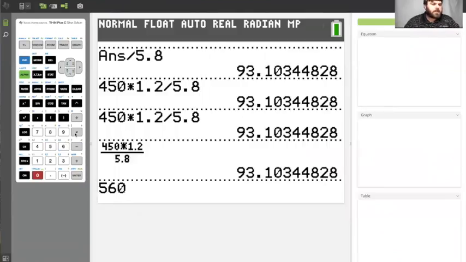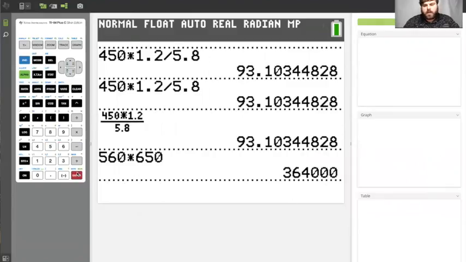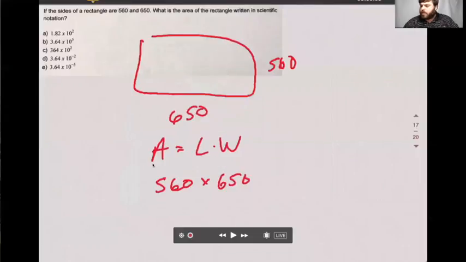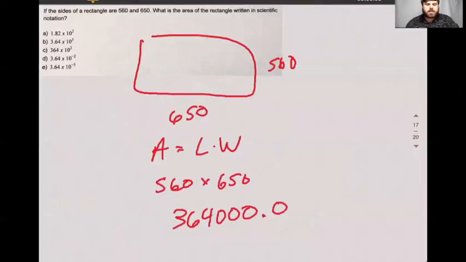560 times 650. Get this big giant number, 364,000. Don't forget where the decimal lies there. Remember, we are going to always write one number in front of the decimal every time when we do scientific notation. The question is basically 1, 2, 3, 4, 5. It moves 5 spaces. Is it a -5 or +5?